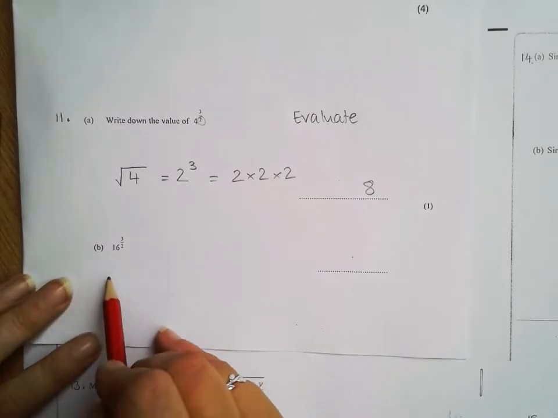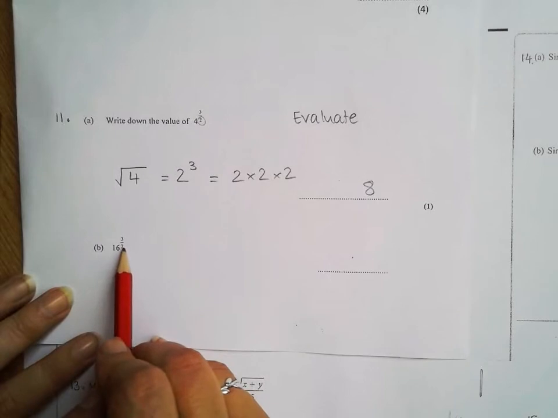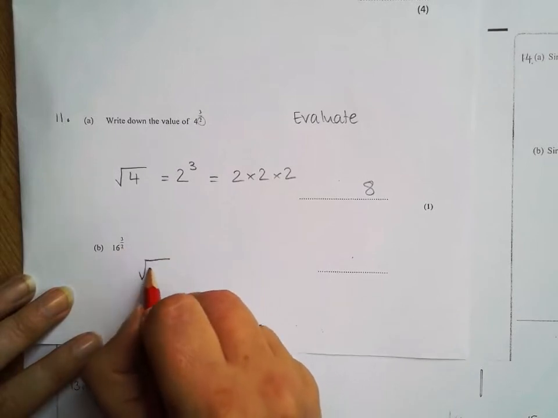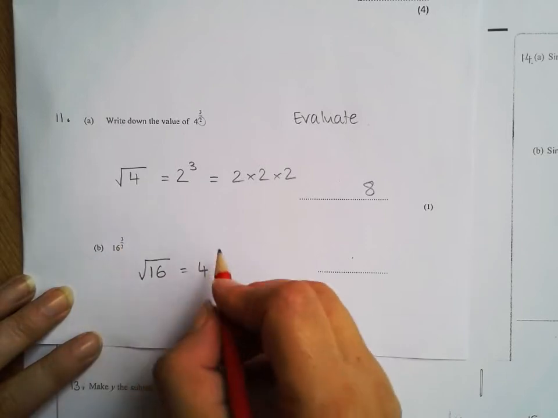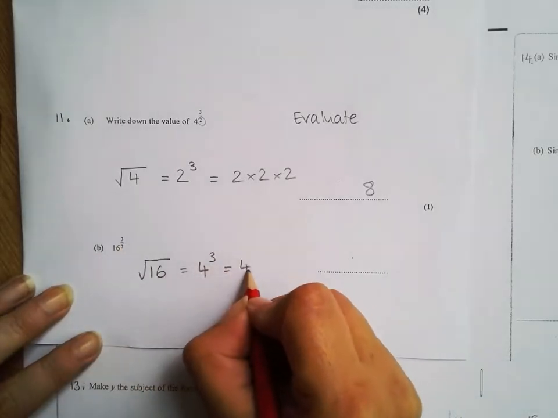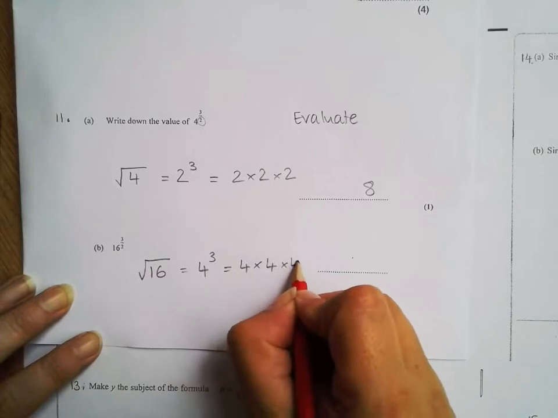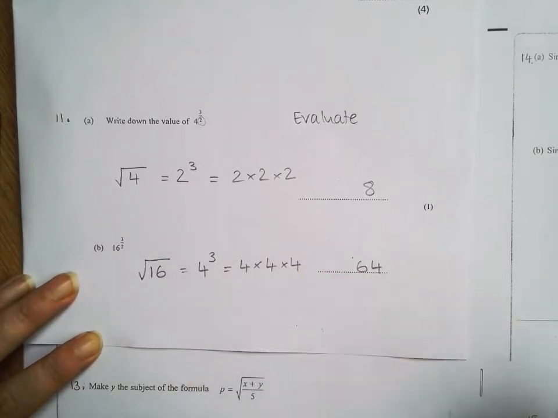Okay, so this question actually is very similar. We've got the root, which is my denominator, so I'm going to find the square root of 16, which is 4, and then I'm going to raise it again to the power of 3, which is 4 times 4 times 4, which is 64.